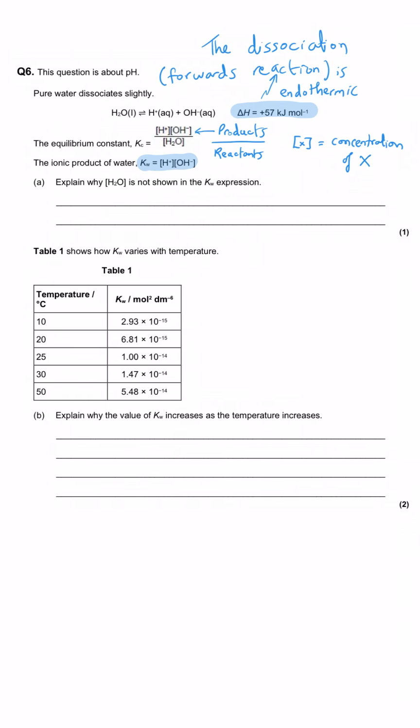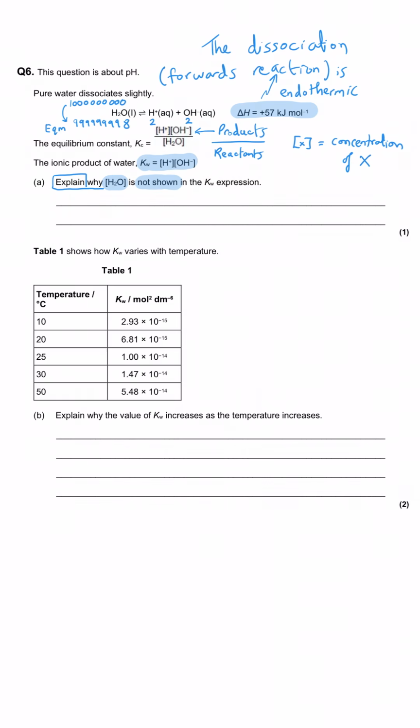In A, we are asked to explain why the water concentration is not shown in the Kw expression. So remember, these concentration values are equilibrium concentrations. If we imagine that before equilibrium was established we had 1 billion water molecules, such a small number of those molecules dissociate, let's say 2, and then at equilibrium we've got 2 less than 1 billion water molecules, and we've got 2 hydrogen ions and 2 hydroxide ions.